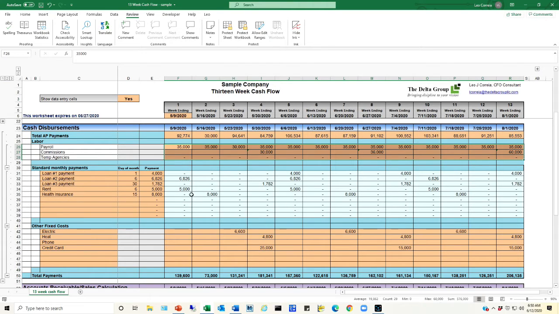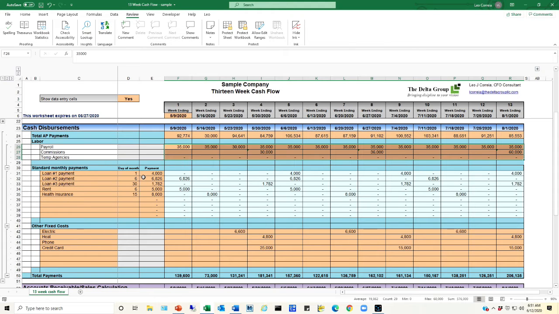The next thing we're going to look at is standard monthly payments. We try to set this up in such a way that it makes it easy to work with. A standard monthly payment is one of those payments that has to be paid once or twice a month, and it has to be paid on the same day of the month. The examples we have here are loan payments, rent payments, health insurance. Usually they have to be paid by a specified date in the month.